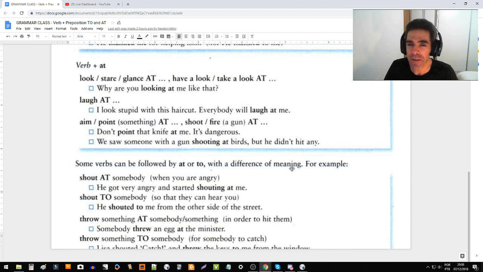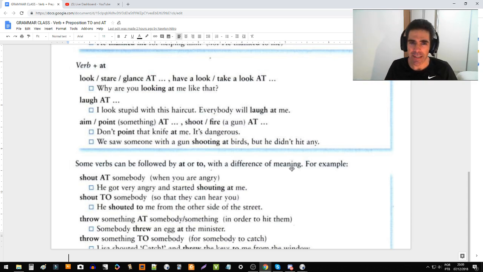When you laugh with somebody, you are happy and you watch a comedy show and you laugh, ha ha ha, and your friend laughs, ha ha ha. You are laughing with. But when you say laugh at me, or you're laughing at the actor, laughing at the theater, at the show, you laugh because of what something said. If it's funny, you laugh at. So practice this. Laugh at, aim at, point at, shoot, fire a gun at.